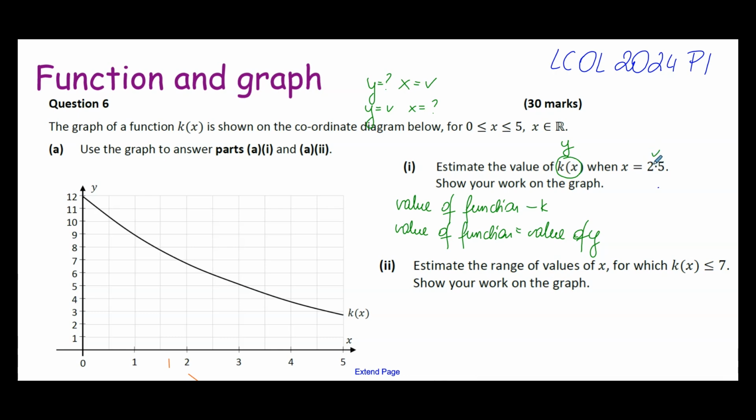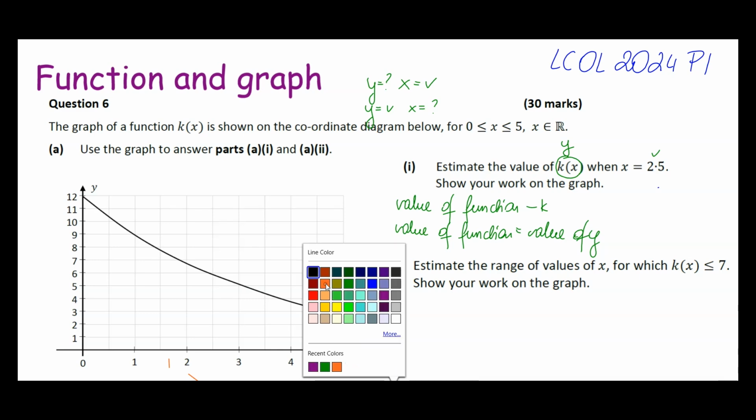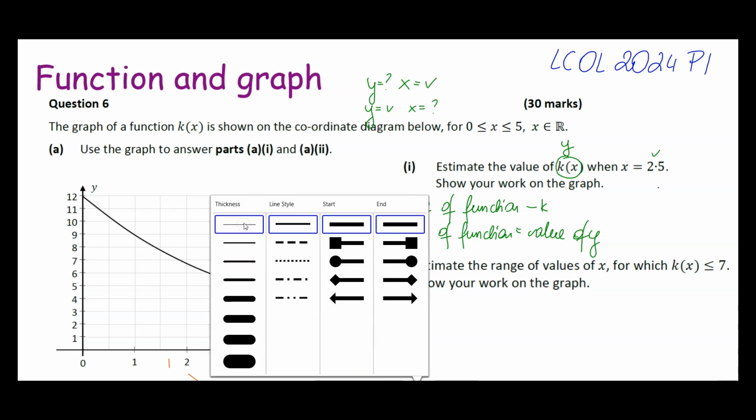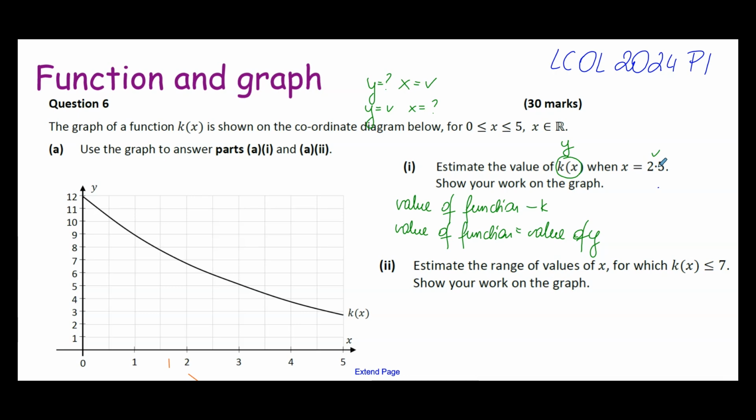So how do we find it on the graph? Let's take a line here and mark it. We have the value of x as 2.5, so 2.5 will be here, and then to find the value of y we just go across to the y-axis. The estimate that we should be getting here is y equal to about 5.8. That's what we should give them.